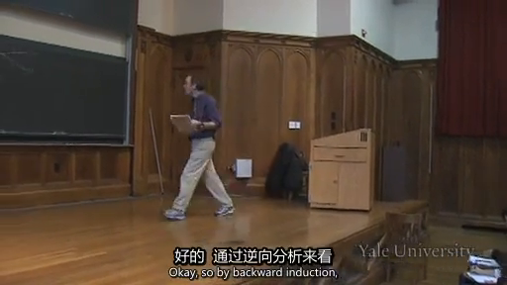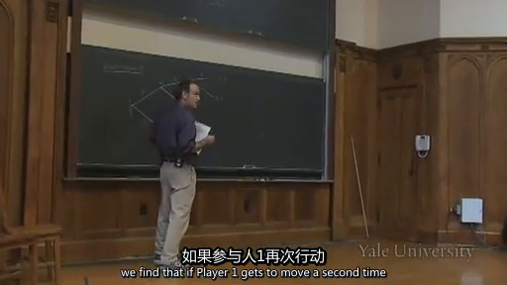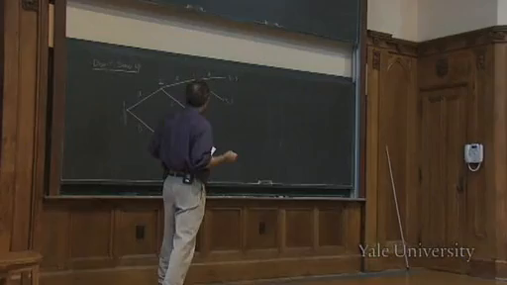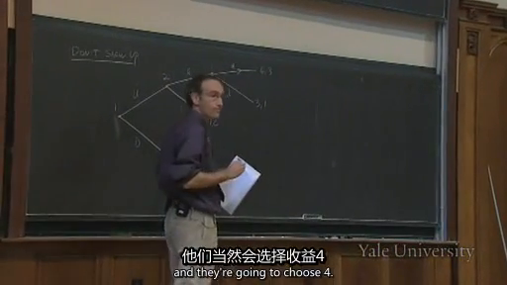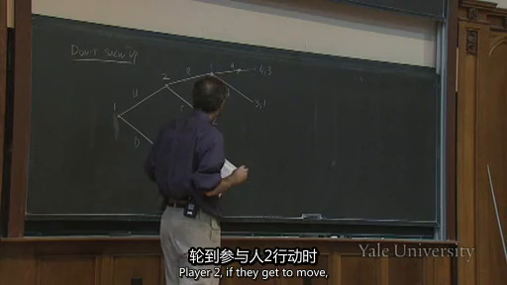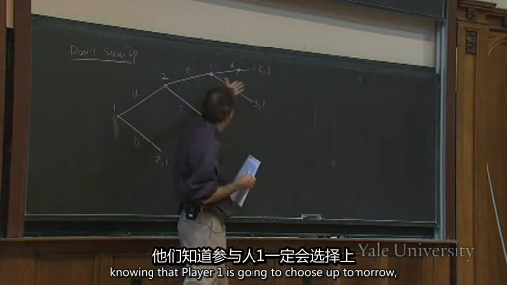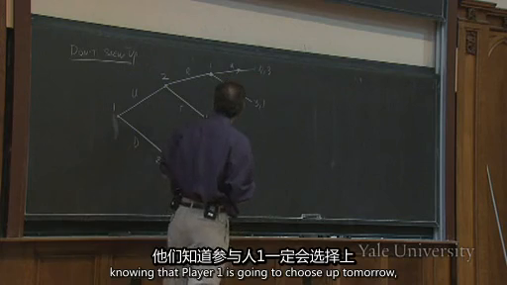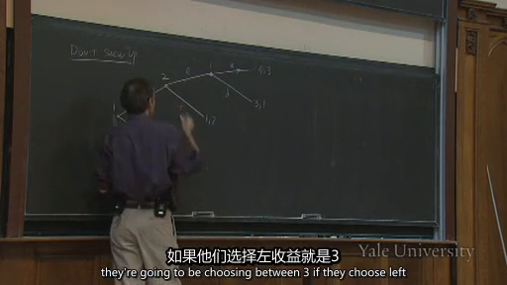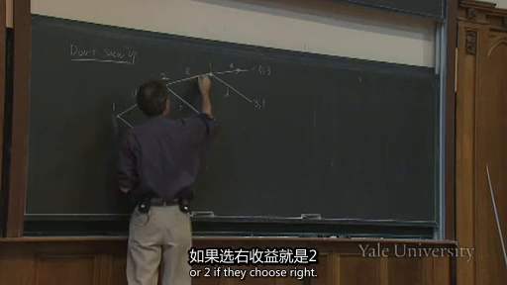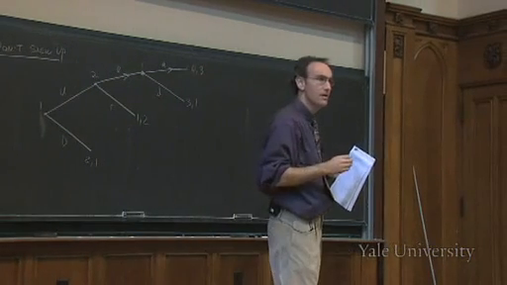Okay, so by backward induction, we find that if player 1 gets to move a second time, then they're choosing between 4 and 3, and they're going to choose 4. All right, and player 2, if they get to move, knowing that player 1 is going to choose up tomorrow, they're going to be choosing between 3 if they choose left, or 2 if they choose right. So they're going to stay in the game and choose left, which is what most of you did.